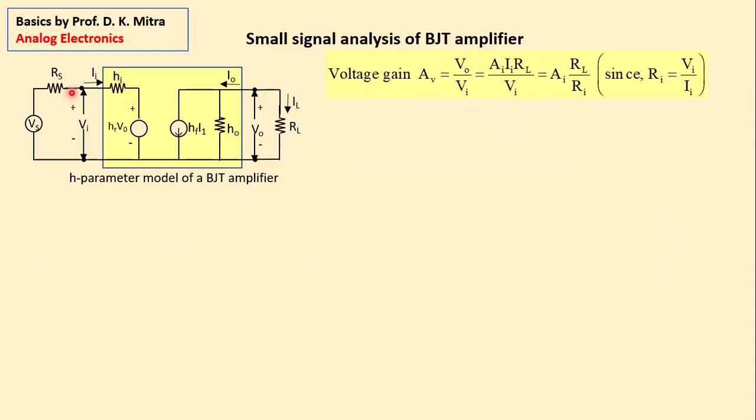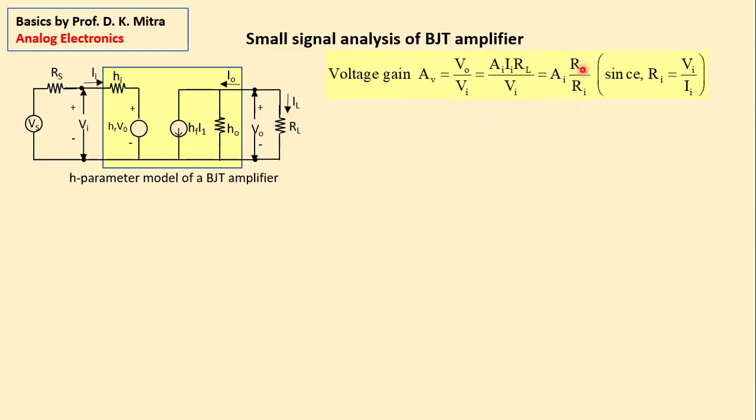RI, input resistance, is input voltage divided by input current, of course. So RI is equal to VI by II, so VI is equal to RI II. So VI you replace by RI II. Then what do you get? AI RL by RI. So voltage gain you get in terms of current gain, load resistance and RI.